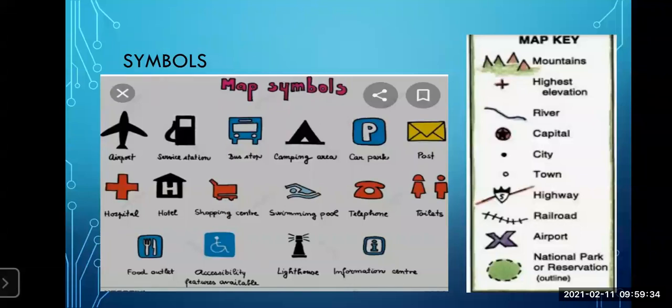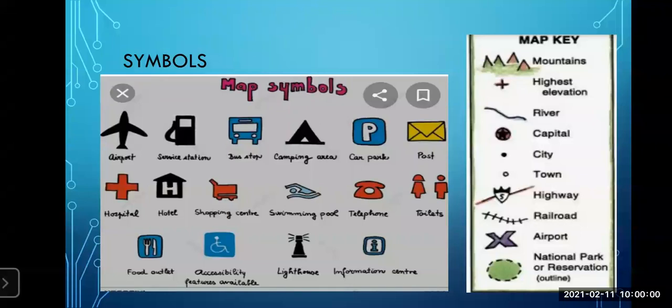So when the map is very congested, when you have to show many things in one particular map, it is very difficult to show everything on the map at once, or to write the names of many places, many characteristics on this map. So in that particular way, what you can do is that you can put these symbols. Now, this bus stop you can show by this.